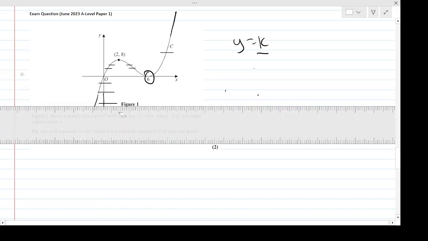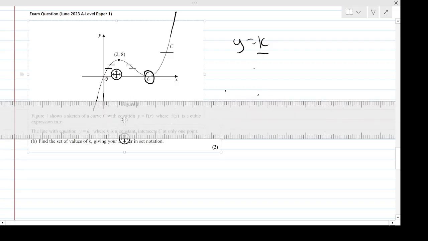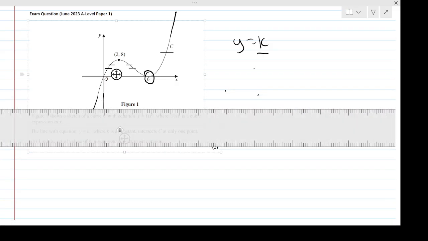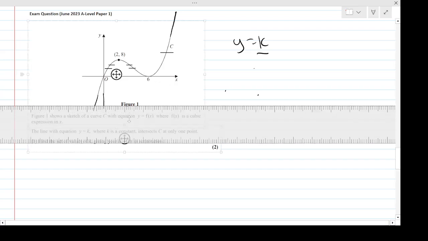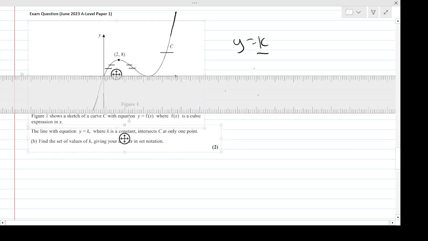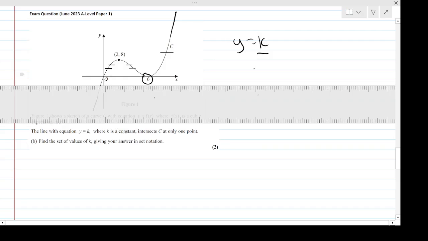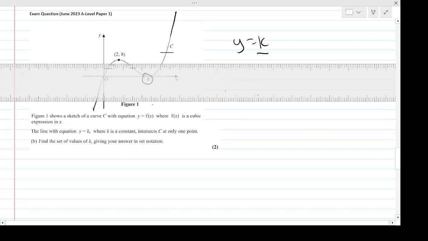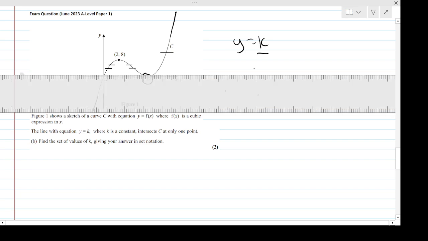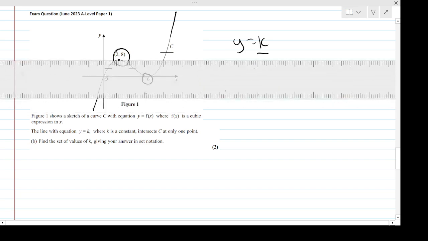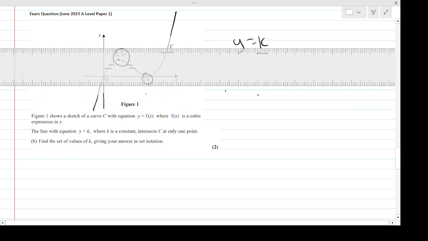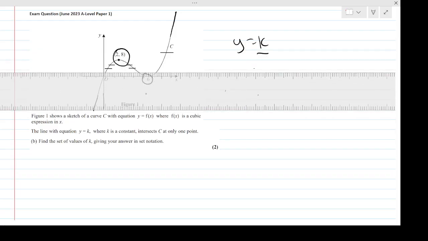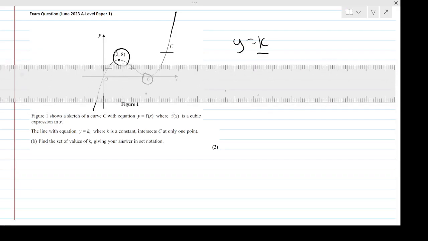Remember, when does this ruler, this line y is k, only pass through the curve once? Well, we just went over it. Before it gets to this point here, there's only one intersection. And after it leaves this point here, there's only one intersection again. Between these two points, and on these two points as well, there are two intersections, okay?